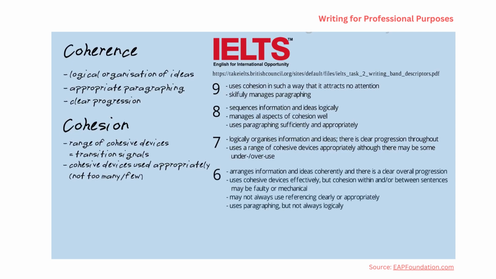These are the criteria for Band 6. I won't read all of these out, but I'll highlight the third one. May not always use referencing clearly or appropriately. So this here is talking about reference words, he, she, it, them, and so on, which I mentioned earlier.